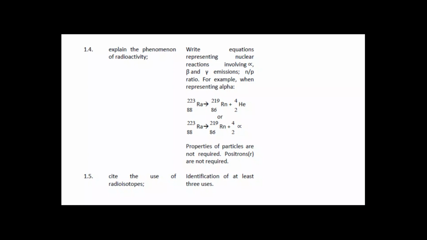And properties of the particles are not required of positron. We're going to mention positrons, but we're not really going to look at them in any detail. I'm going to cite uses of radioisotopes and calculate the relative atomic mass of an element given isotopic masses and abundances. I think we've covered that anyway in a previous class.